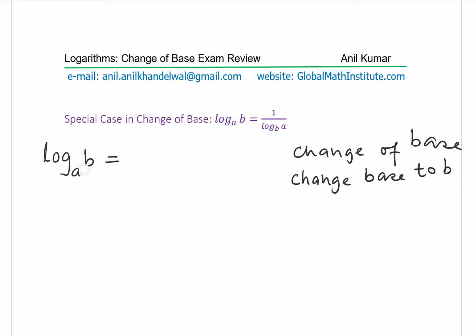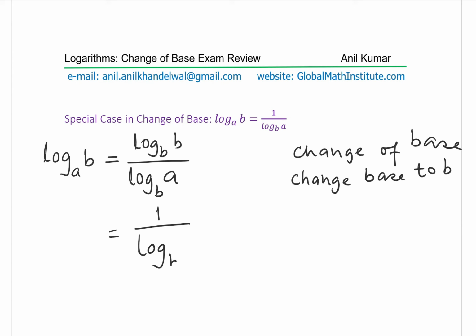Log to the base a of b can be written as log to the base b of b divided by log to the base b of a. That is the formula, correct? Now, what is log to the base b of b? It is 1. So we get 1 over log to the base b of a. And that is what we wanted to prove. So log to the base a of b is as shown.